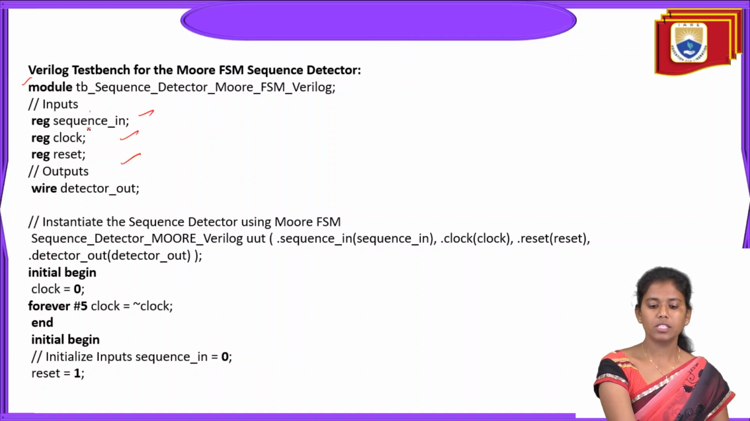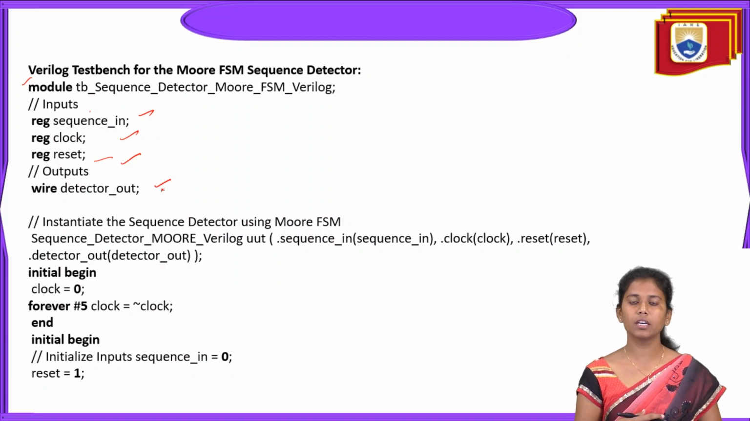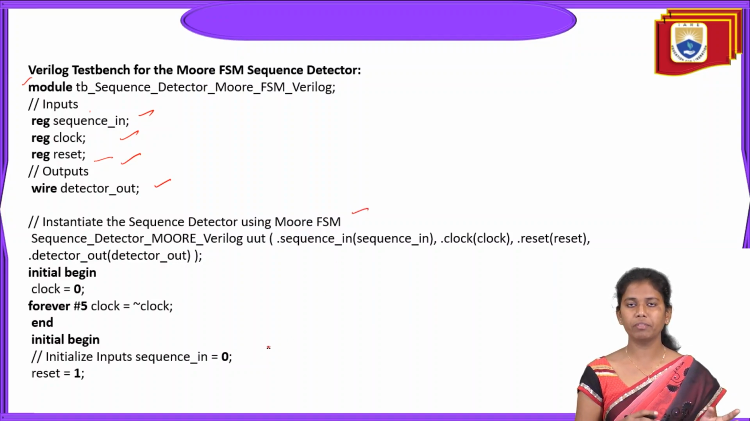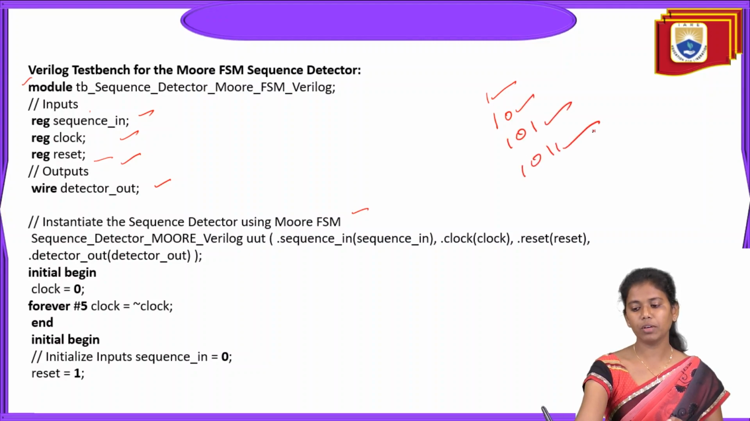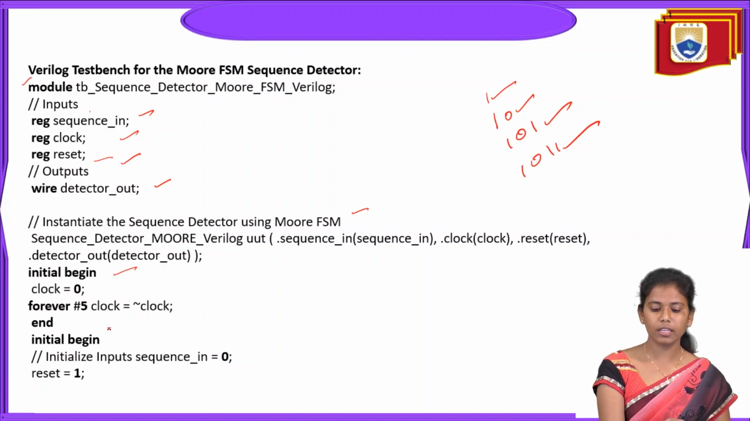So here we are representing the inputs as well as the outputs. Our inputs are sequence in, clock and reset, and our outputs are detector out, and then instantiating the sequence detector using the Moore FSM. Whatever we have discussed in the Verilog code, each and everything in a sequence manner: first we have observed 1, then going with 10, then 101 and then finally 1011, right? Initially we begin with the clock signal as 0.